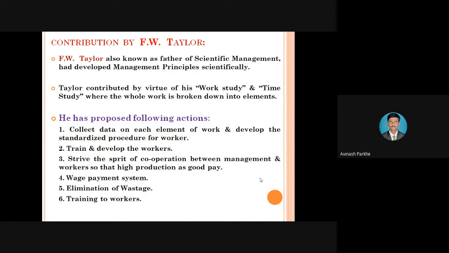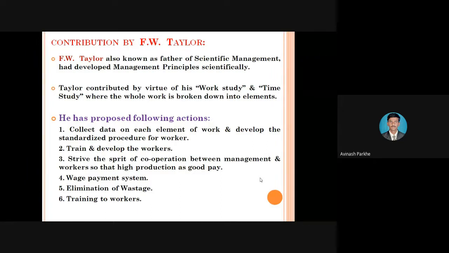So whatever standard techniques we are using in the industry in order to increase the productivity or in order to increase the effectiveness, at that time this scientist plays a very important role, or whatever techniques were developed by him play a very important role. So he developed two concepts. One is the work study and another is the time study.